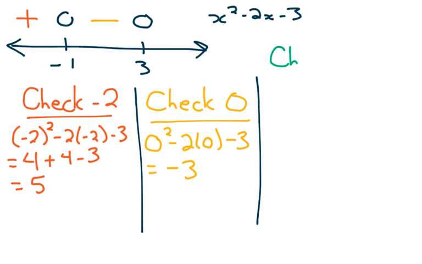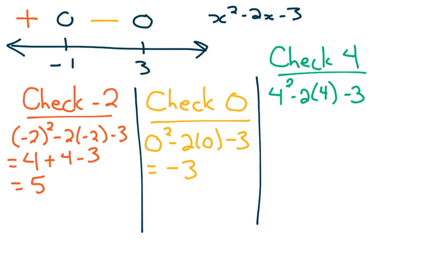Last thing, I need to check some number on the right side, so 4, 5, 6, and so on. I'm going to pick 4, substitute that into the original function, work it out. 4 squared is 16, negative 2 times 4 is negative 8, and minus 3. And that works out to 5, which is a positive number.